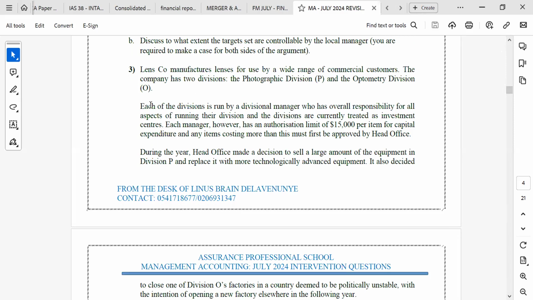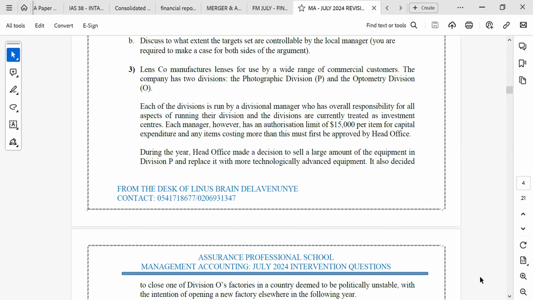Each of the divisions is run by a divisional manager who has overall responsibility for all aspects of their division, and divisions are currently treated as investment centers. Each manager, however, has an authorization limit of 15,000 per item for capital expenditure, and any item costing more than that must first be approved by head office. During the year, head office made a decision to sell a large amount of the equipment in Division B and replace it with more technologically advanced equipment.